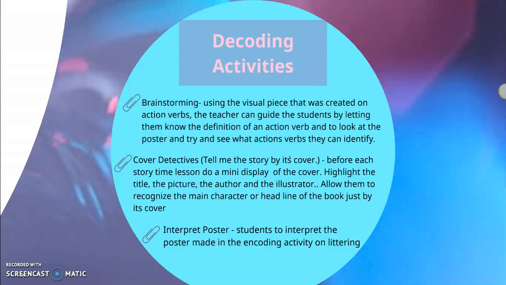Interpret poster. Students will have to interpret the poster made in the encoding activity on littering. So, for example, if the students draw a boy and a girl, and they draw the boy throwing the litter on the ground and the girl throwing the litter in the garbage, we can put an X over the boy and a tick over the girl and explain to the students. In the decoding, we will explain to the students, okay, we put an X over the boy because he is throwing the litter on the ground, but this is not the message we are trying to send. What we are trying to send is the one with the tick over the girl where she is placing the garbage in the dustbin.